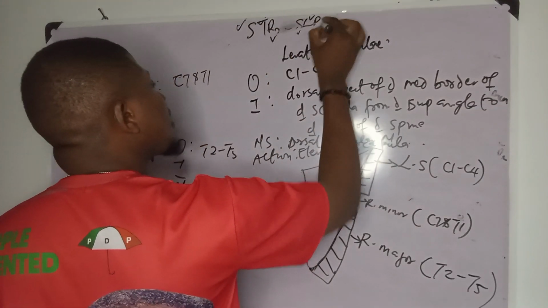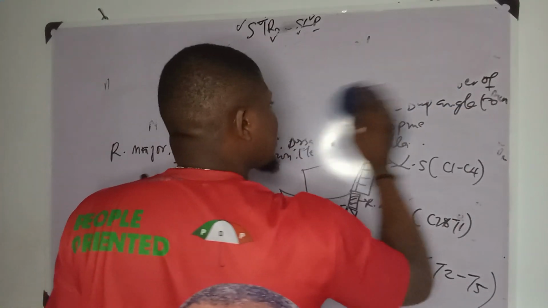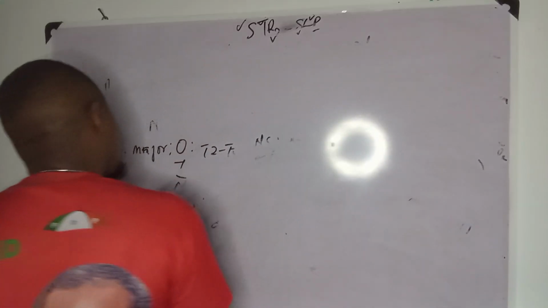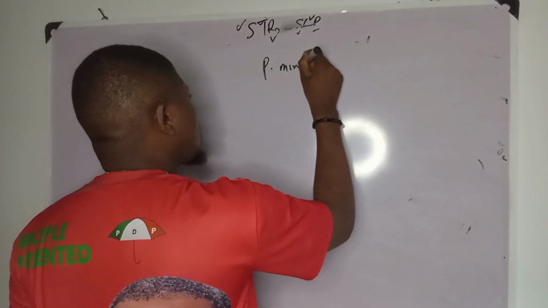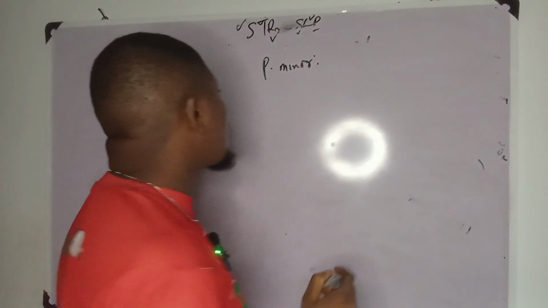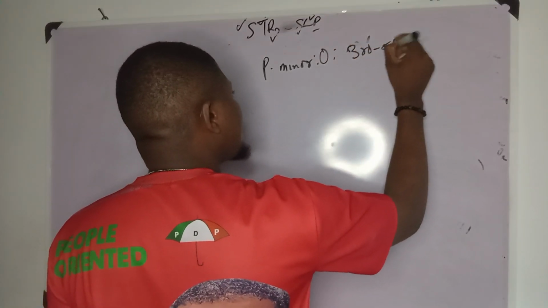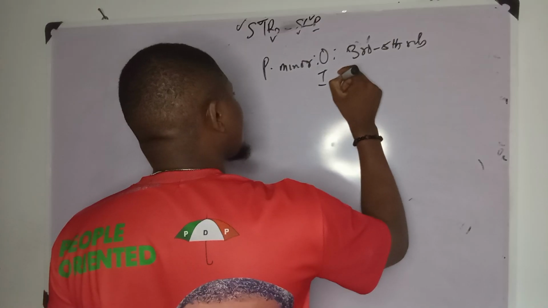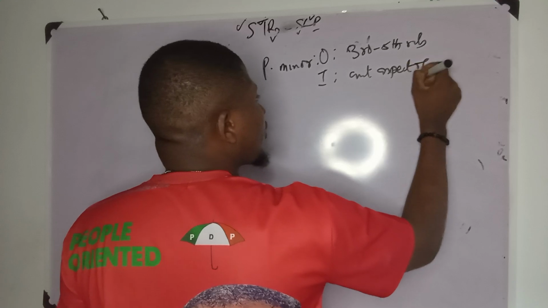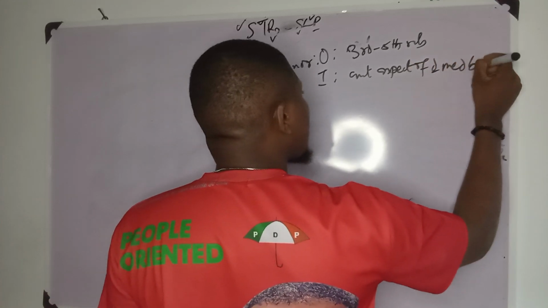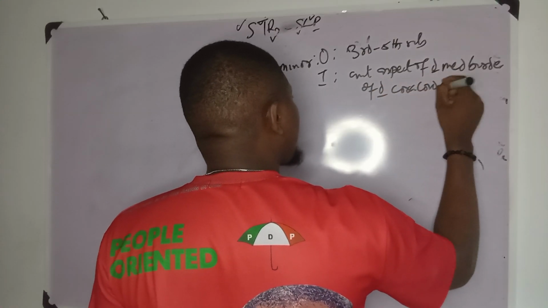So now remaining are serratus anterior and pectoralis minor. Let's look at pectoralis minor first. The origin is the third to fifth ribs. Then the insertion is the anterior aspect of the medial border of the coracoid process of the scapula.